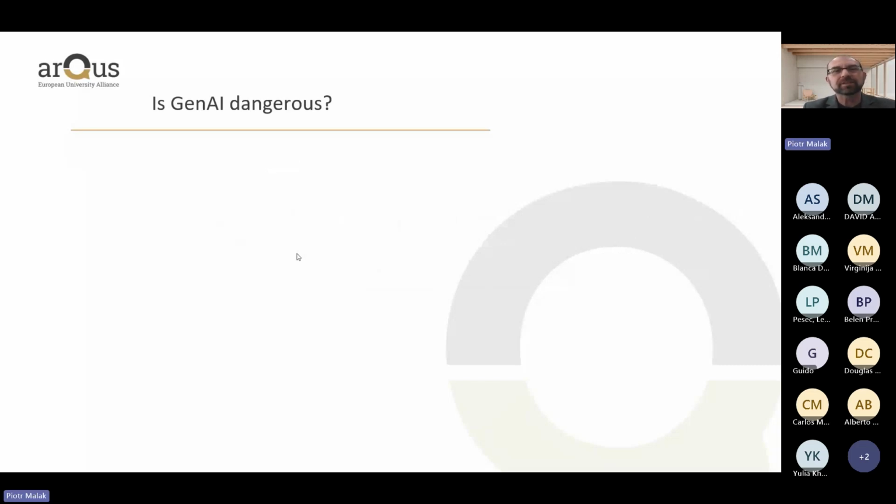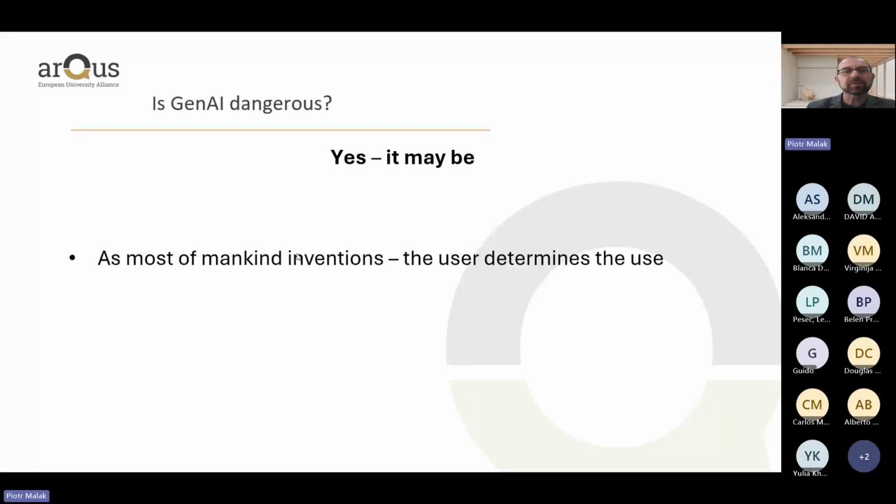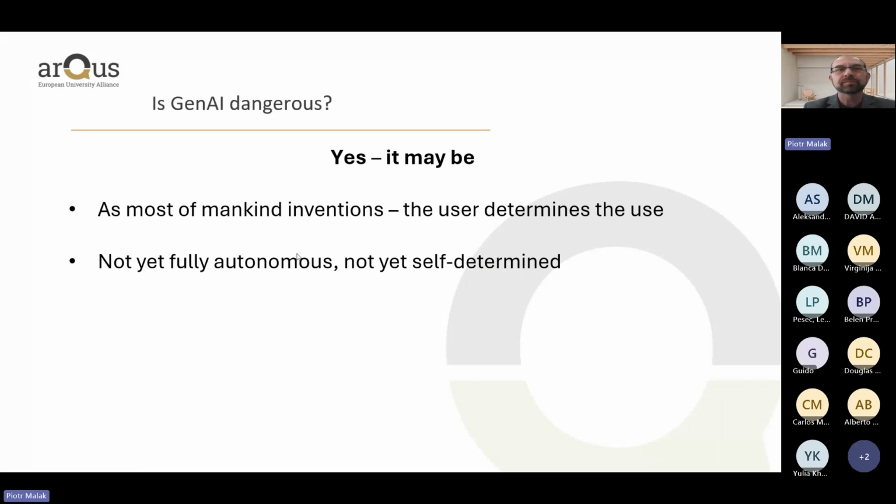And there is a question: is it dangerous? Yes, it might be, but as with most of our inventions, the user determines the use. So we can use generative AI for kind and nice purposes, but we can also use it to harm other people. But what is important? It's not yet autonomous. Of course, discoverers, researchers, and inventors tend to create AI so powerful that it would be fully autonomous, self-determined, self-conscious, but it's a long way. So generative AI by itself will not do any harmful or helpful actions. It's the human and the user prompt standing behind the results.